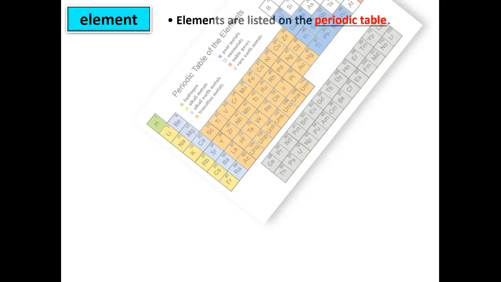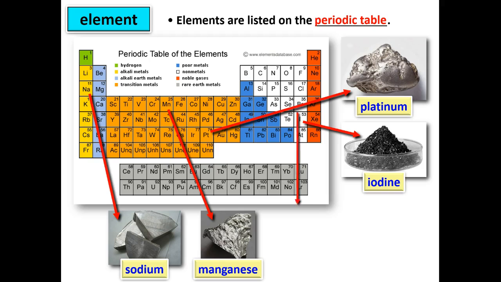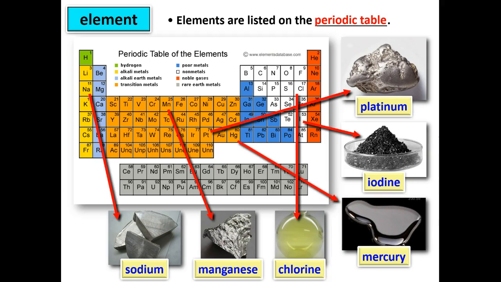So elements are listed on what we call the periodic table. And they are grouped by their characteristics, which we can see here. So we've got hydrogen, we've got alkali metals, alkali earths. We'll get into these later. But this is the periodic table of elements. So there are 90 plus elements listed here. All of these being pure substances. So just a few examples. Platinum, iodine, sodium, manganese, chlorine, and mercury. Just to name a small few.